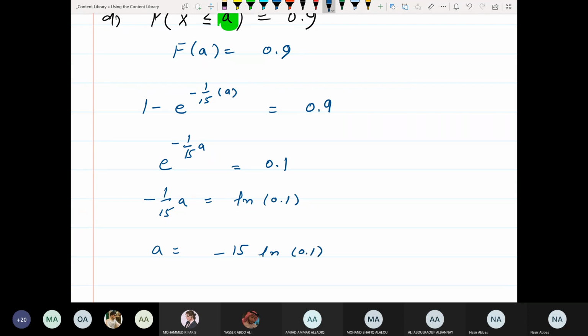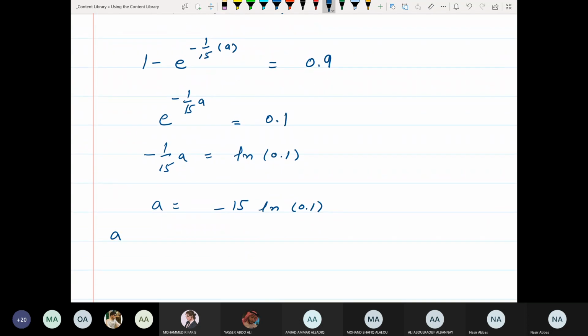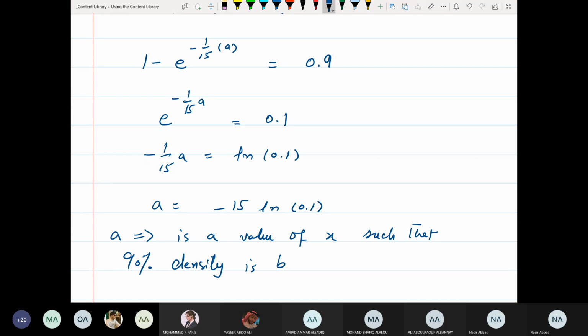Now, before I go to the answer, A is a value of x such that 90% density is below it. Now I have a question. A is a value of x and x is time. Time cannot be negative and you got A to be negative. Where is the problem?